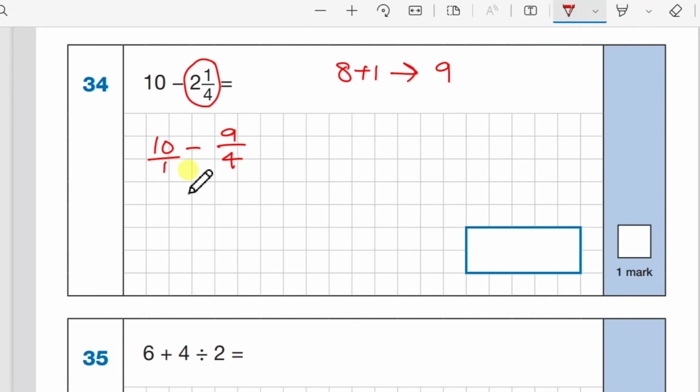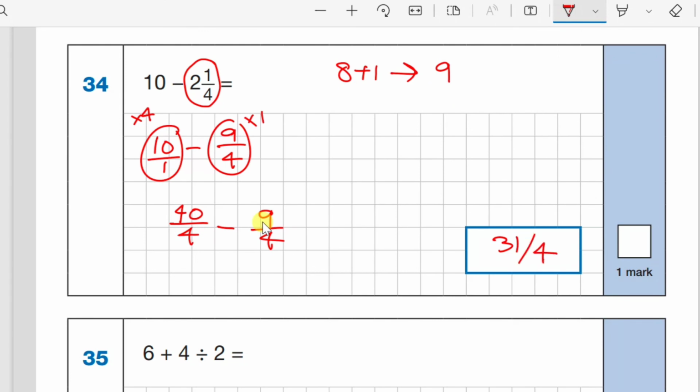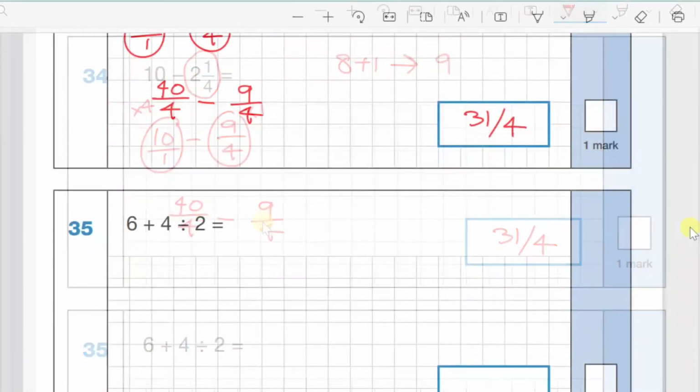And now for all fraction problems, you have to have common denominator, so let's circle both of them. You times the left side by the other denominator, and you times the right side by the other denominator, which is 1, so no change. So times the left side by 4, you get 40 over 4, minus the right side, 9 over 4. So 40 take away 9 is just 31. So 31 over 4 is your final answer. Okay, cool.